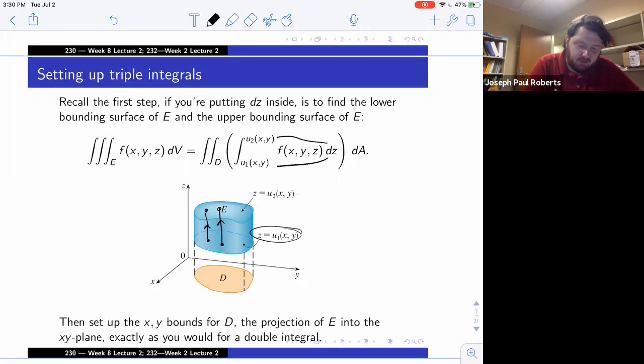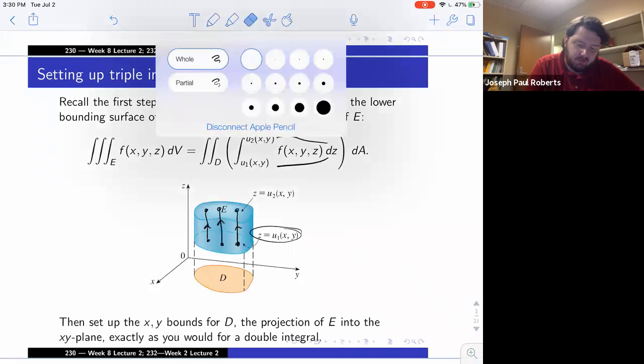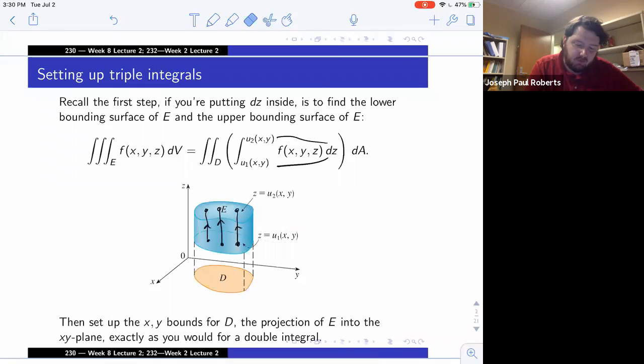This is kind of like the picture we had for double integrals, just a little bit more involved since we're dealing with a solid region as opposed to something in the xy plane. But that's the idea: you have z equals u1 of xy as your bottom surface, z equals u2 of xy as your top surface, and those bound your solid region E.